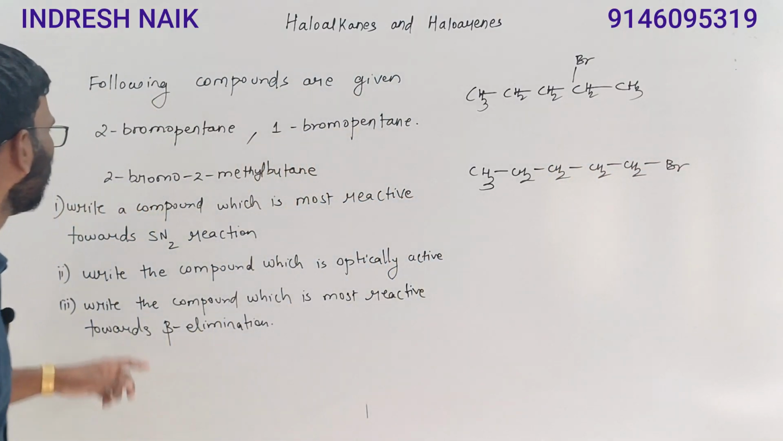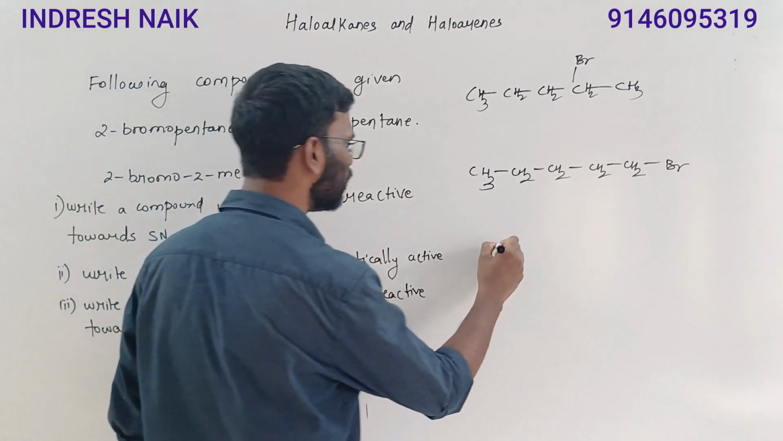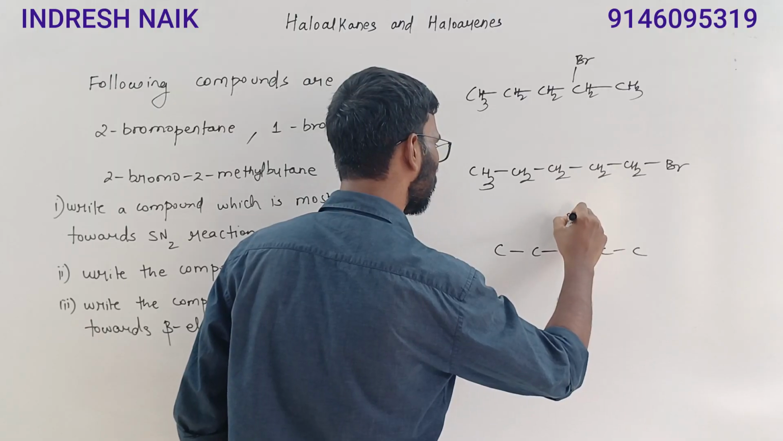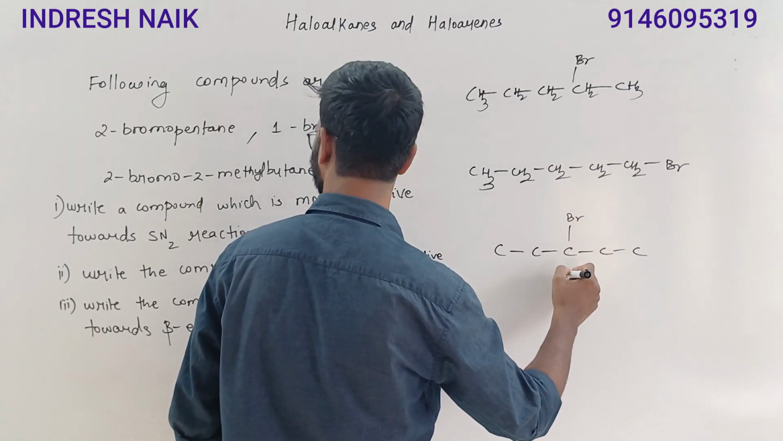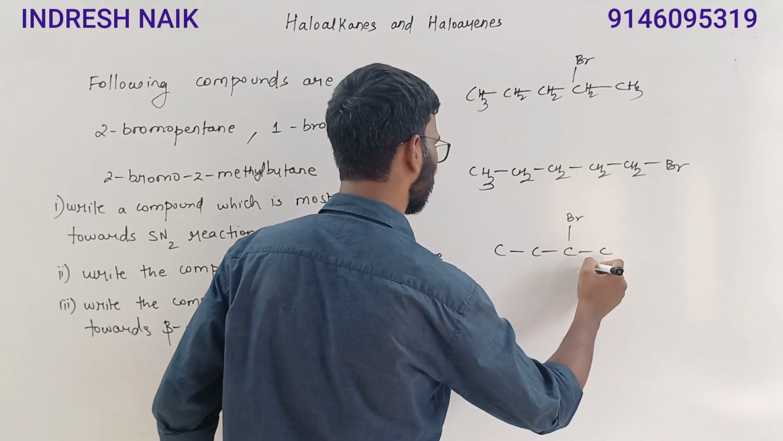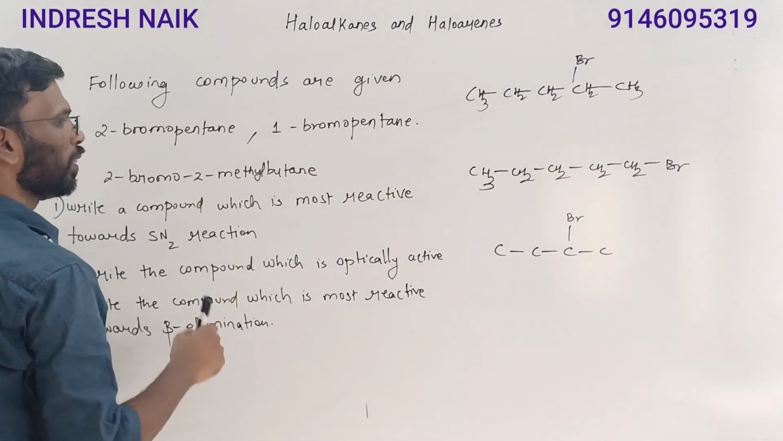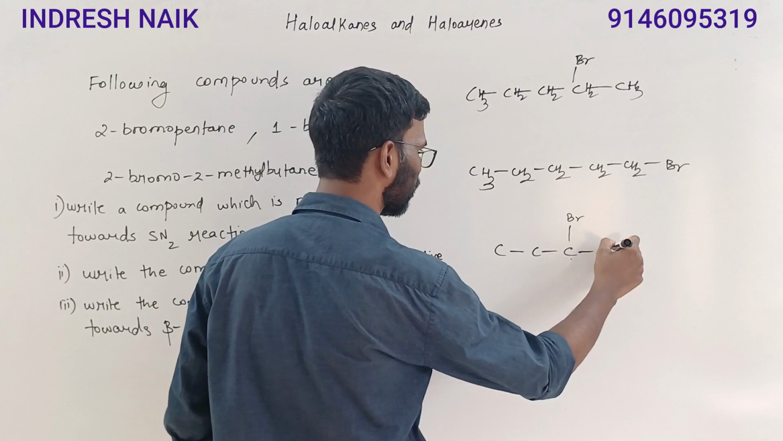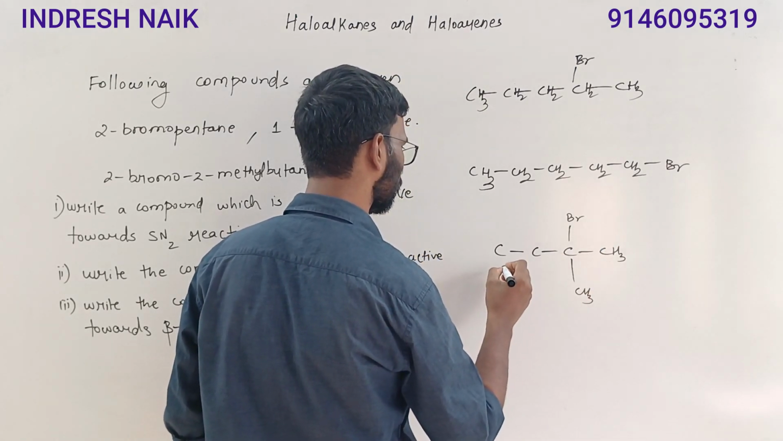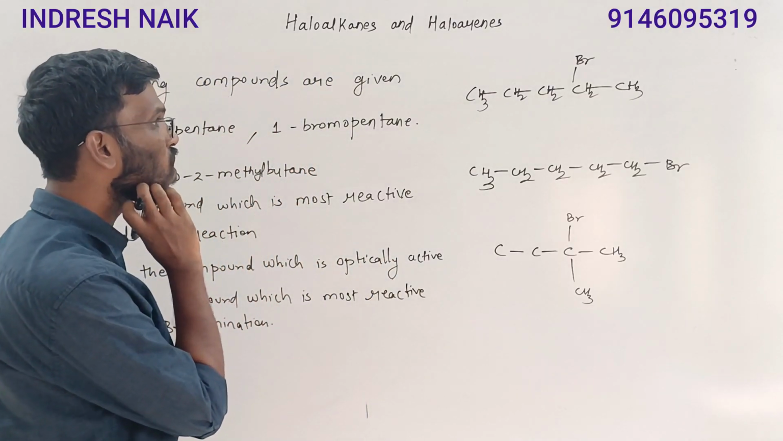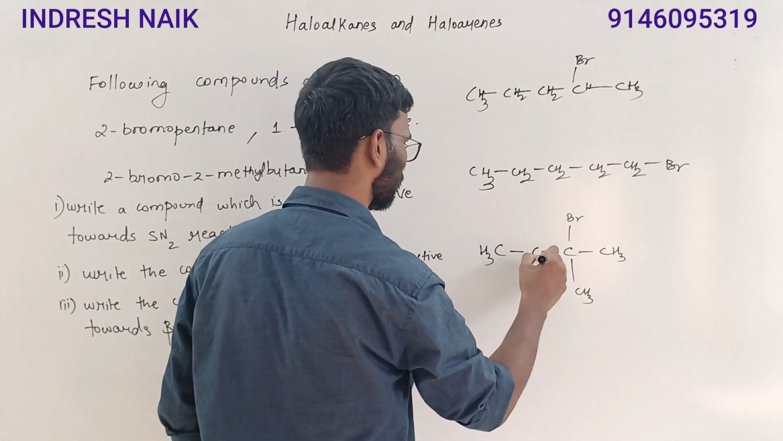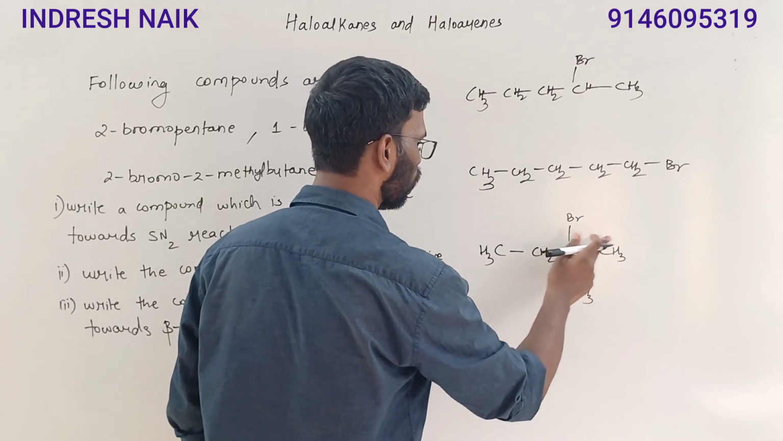This is 1 bromopentane. Then 2 bromo, 2 methyl pentane means there are 5 carbons on a parent chain. Sorry, it is butane, yes. 2 bromo, 2 methyl butane. Like here there is, this is the hydrogen. 2 bromo, 2 methyl butane.